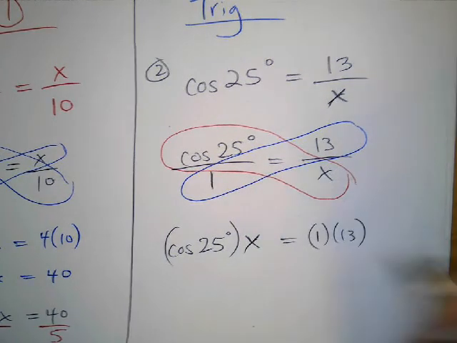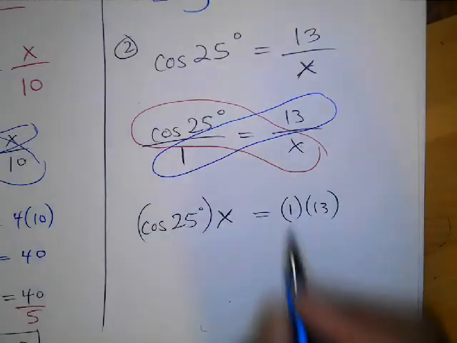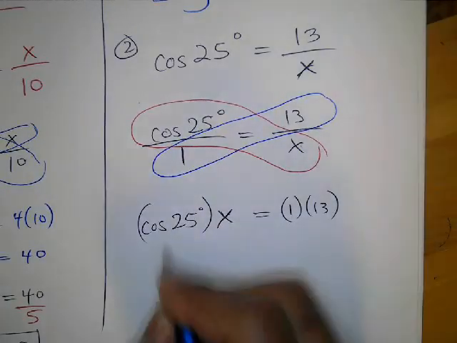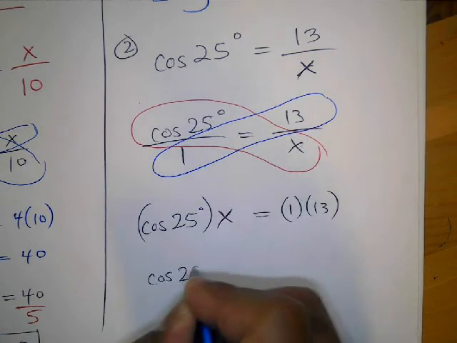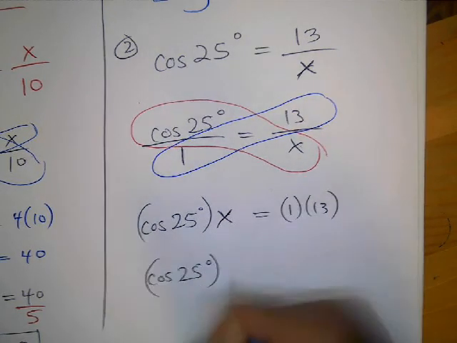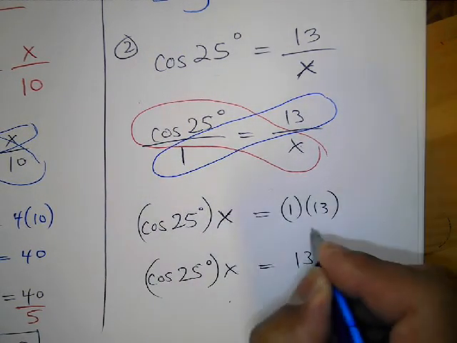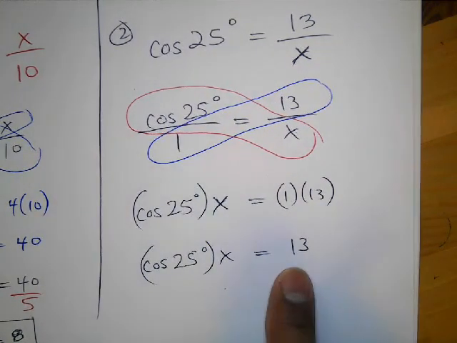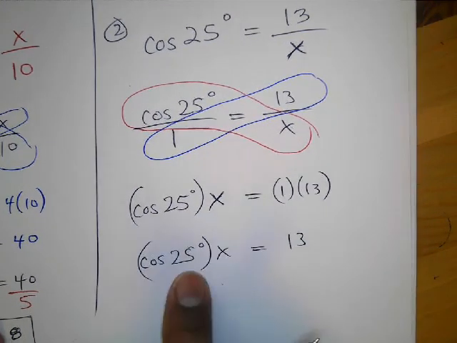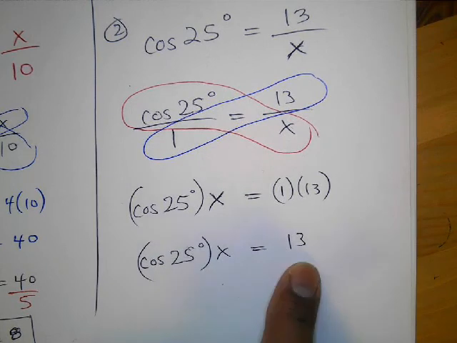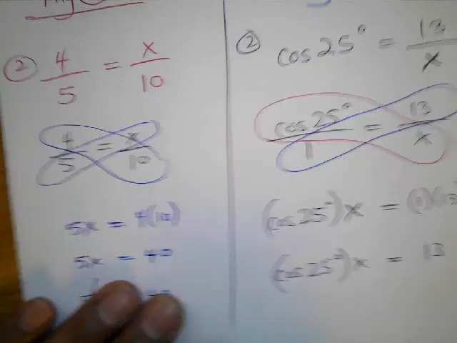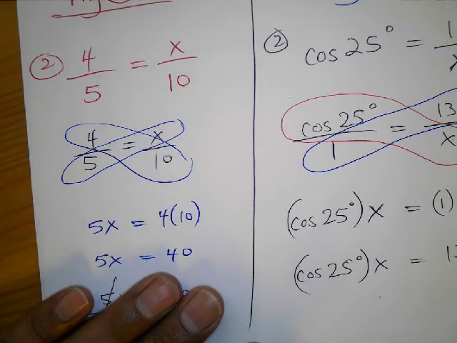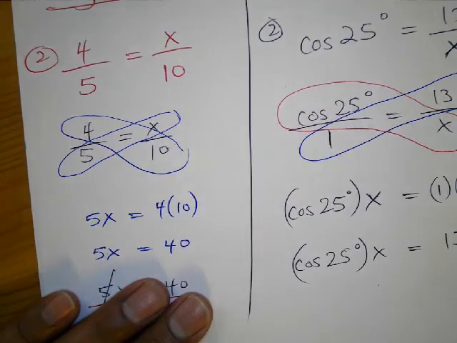Well, here is the 1, but it's different than before. 1 times 13. So, well, I should have just wrote 13, huh? Cosine of 25 x equals, and then 1 times 13 is 13. But see, you're not done. The answer's not 13. I got something like this. Cosine of 25 x equals 13. So now we're looking at it here.